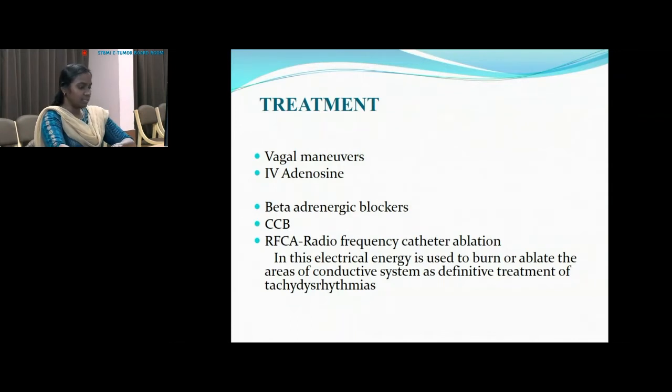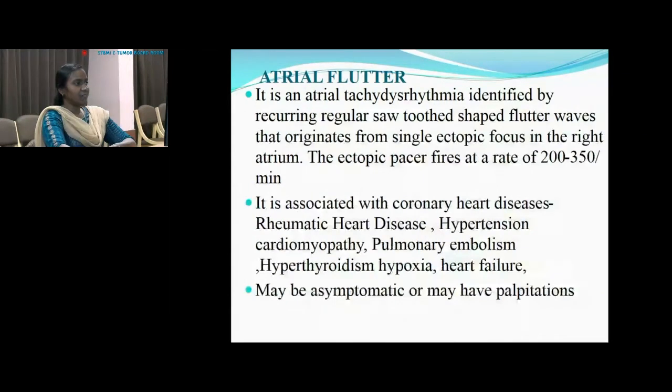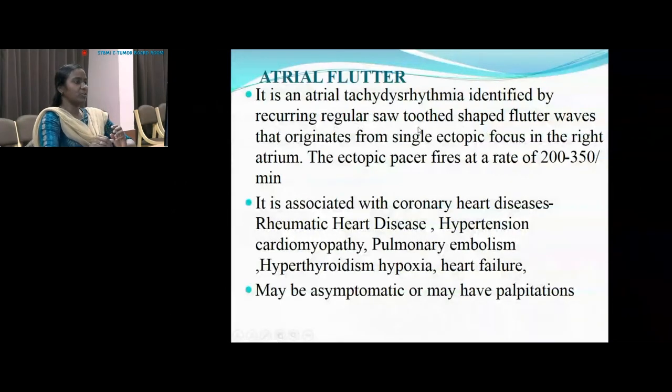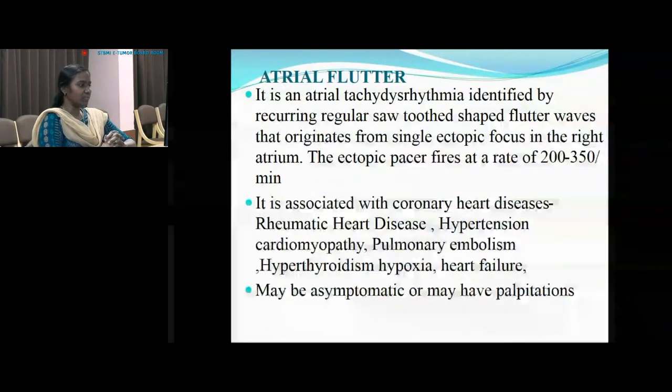Where the heart is beating very fast, radio frequency catheter ablation will be very effective as a definitive treatment. And next one, atrial flutter. It is an atrial tachydysrhythmia. There are two atrial tachydysrhythmias: atrial flutter and atrial fibrillation. In atrial flutter, we could see regular sawtooth shaped flutter waves that originate from a single ectopic focus in the right atrium. The ectopic pacer fires at a rate of 200 to 350 beats per minute.